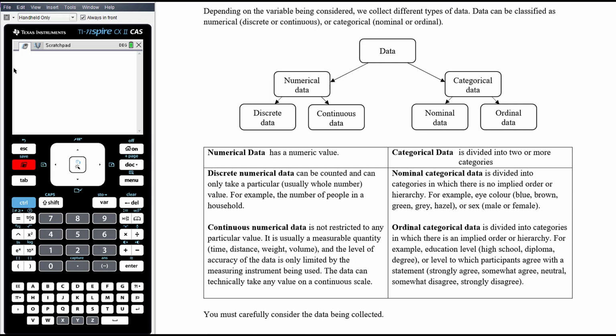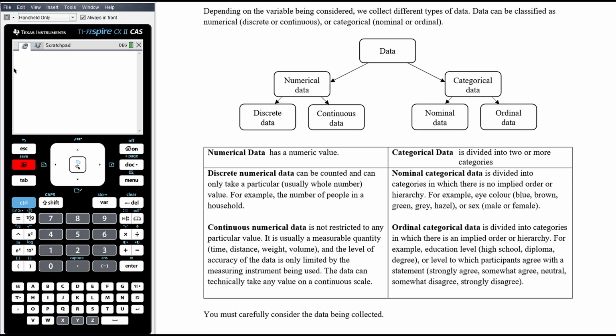Categorical data can be divided into either nominal categorical data or ordinal categorical data. It's probably easiest to talk about ordinal first, because essentially I'd be trying to decide, is this ordinal, and if it's not, then it would be nominal. So ordinal categorical data is where there is an implied order or hierarchy in the categories. Okay, so for example, education level: high school, diploma, degree. There's an implied order to those categories.